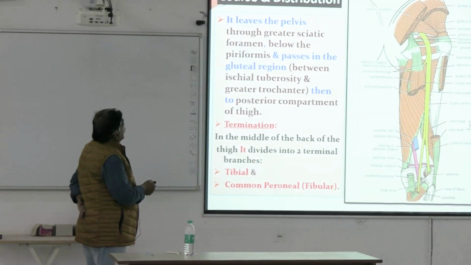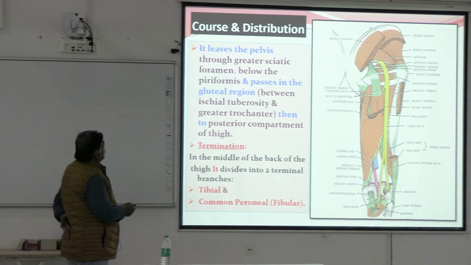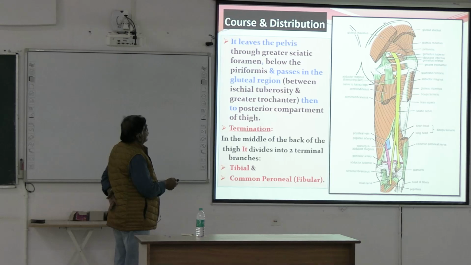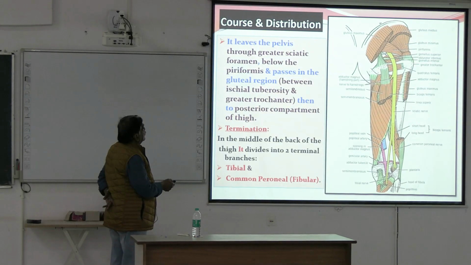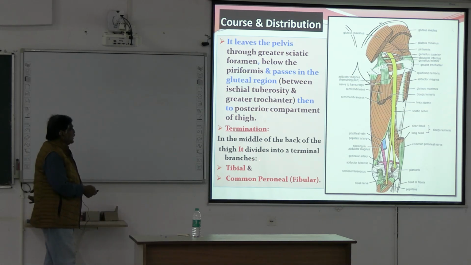It passes in the gluteal region between the ischial tuberosity and the greater trochanter, then to the posterior compartment of the thigh. See, this is the ischial tuberosity, and this is the greater trochanter of the femur. Then in the posterior compartment of the thigh, in the middle of the back of the thigh, it divides into two terminal branches, the tibial and common peroneal nerve.